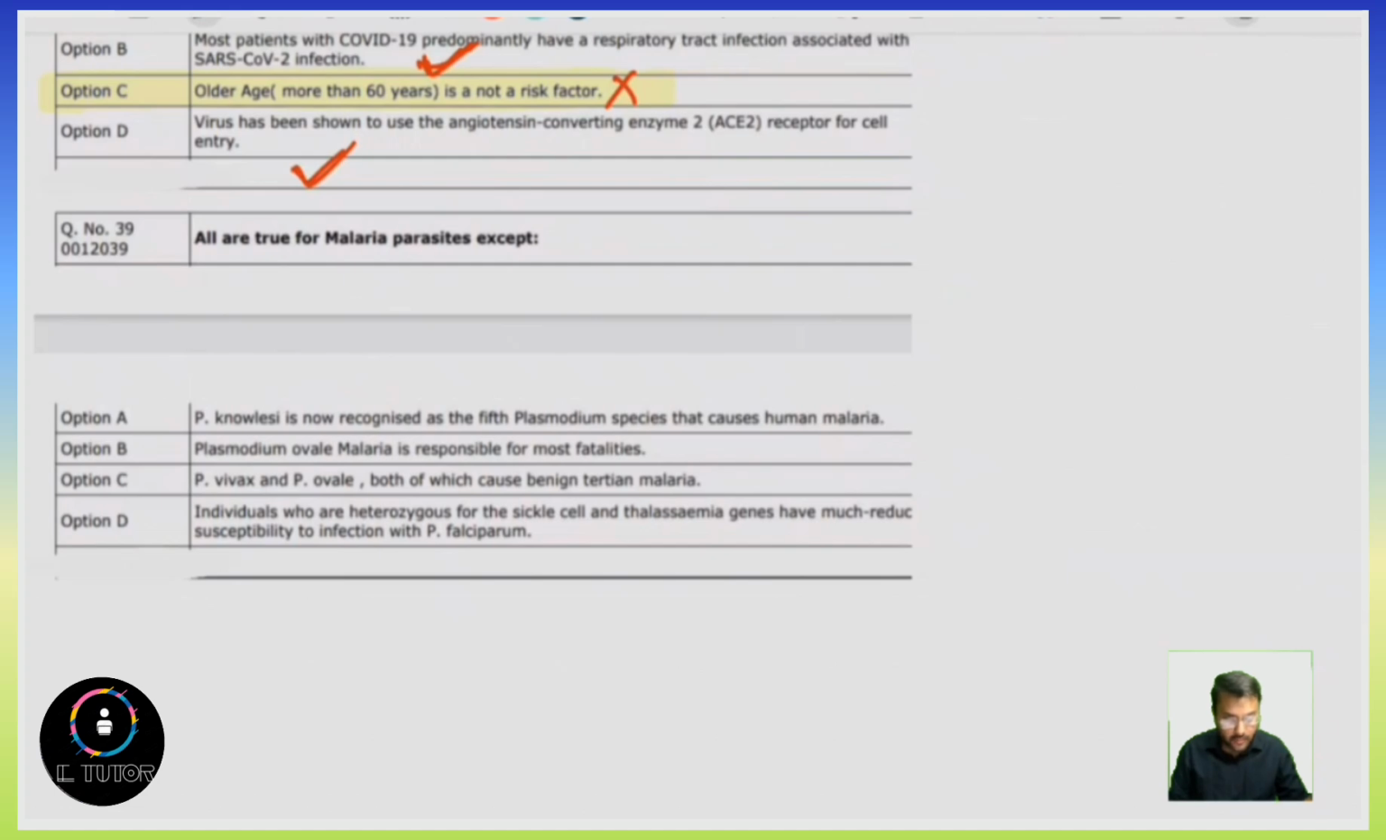All are true about malaria except. Plasmodium knowlesi is now recognized as the fifth Plasmodium species. This is true. Plasmodium ovale malaria is responsible for most fatalities. No, this is not true. Plasmodium falciparum is responsible for most fatalities.